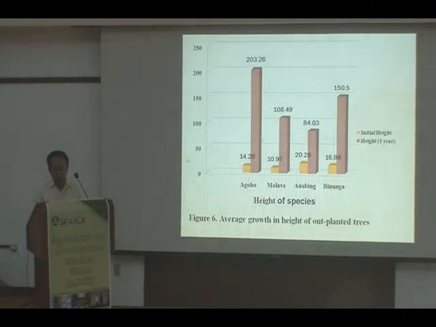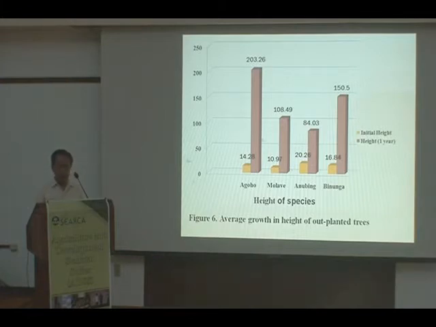Okay, then for the height of the species, it was found out that agoho has the highest height, ranging from 14.28 centimeters to 203.26 centimeters. So 14.28 is the starting height of the species, then after 1 year, it became 203. So you can say that agoho is a fast-growing species. Maybe, we don't know, because some of the treatments were also applied with fertilizer. It has something to do with the amount of fertilizer that has been applied to the planted trees.